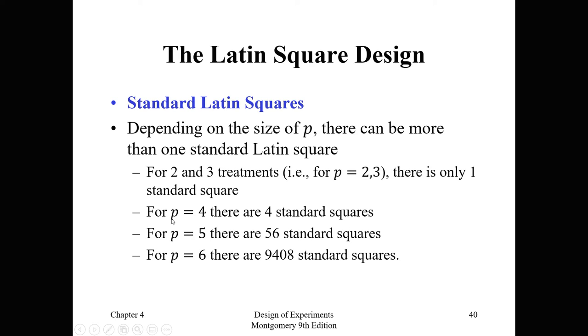For P equals 4, so let's say we have a 4 by 4, there are actually 4 standard squares that we could select. And as we go up, there become more and more. In fact, it kind of explodes. So with 5, there's 56 standard squares we can select. With 6, there's 9,408 standard squares we can select. And again, I encourage you to go check out your textbooks for some more of these statistics because I found them very, very interesting. But these, at least the ones reported on this slide, are specifically for the standard Latin squares. And again, a standard Latin square is where we write them in order.